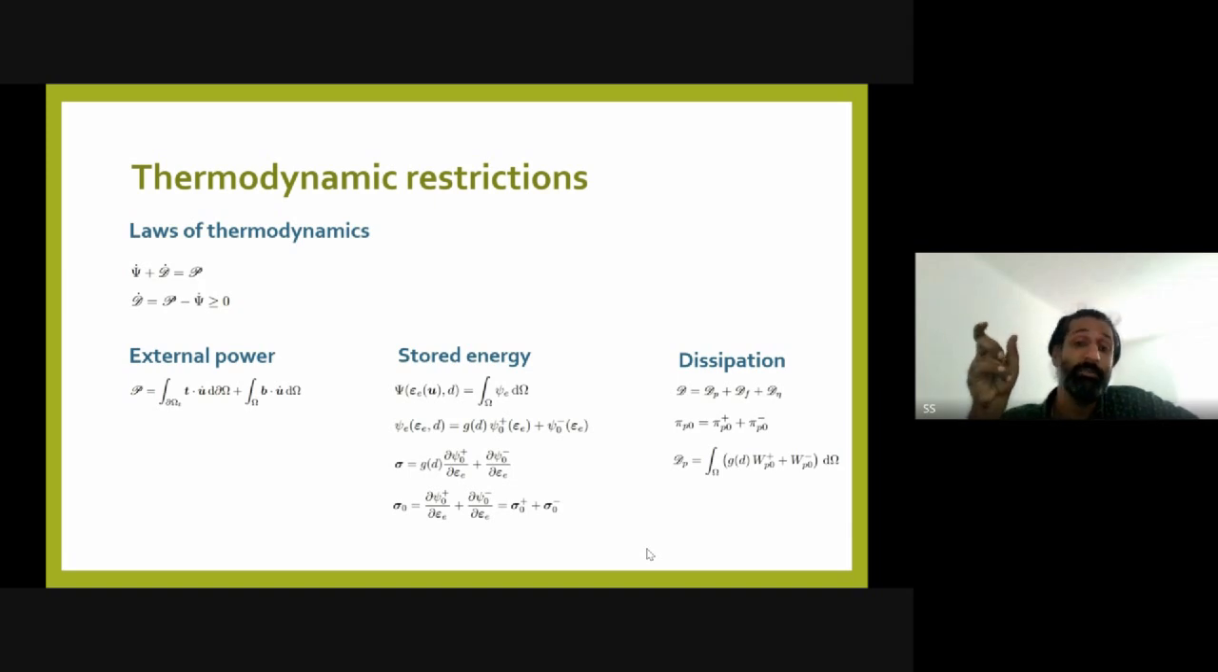The stored energy comes from the elastic strain energy. Here, the elastic strain energy is decomposed into these two parts, which are psi naught plus and psi naught minus.